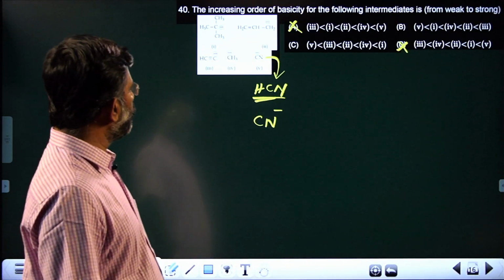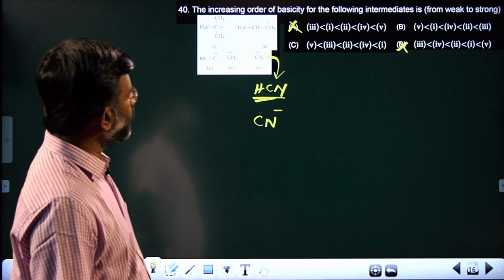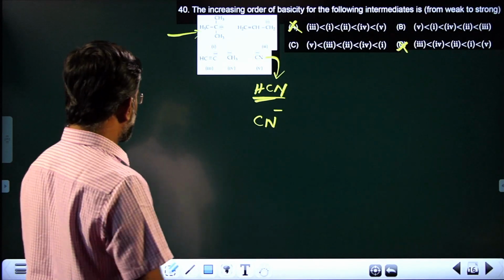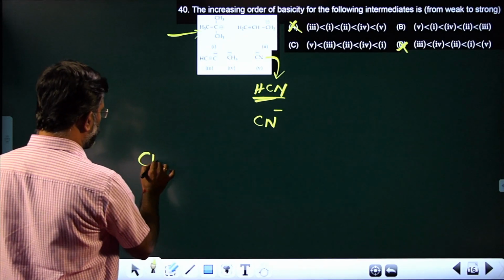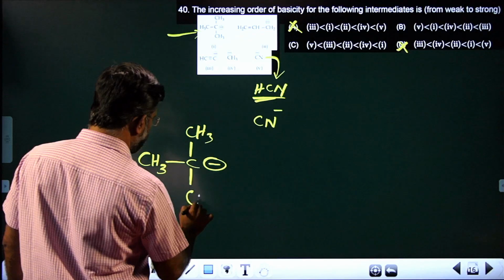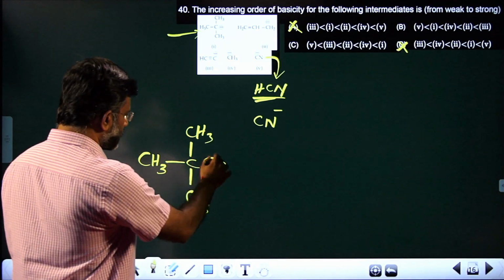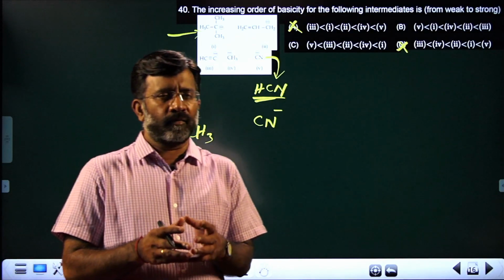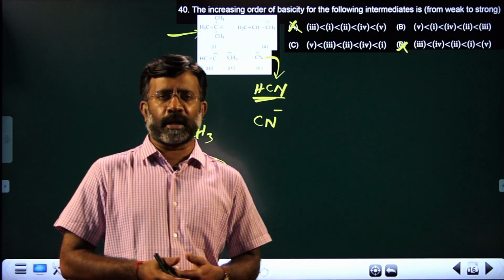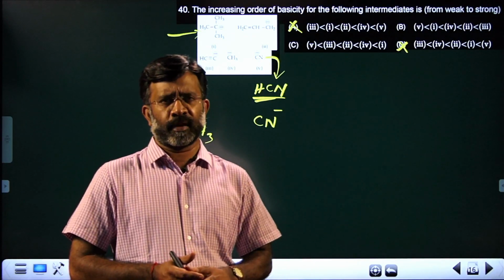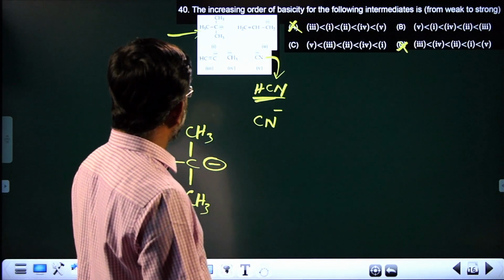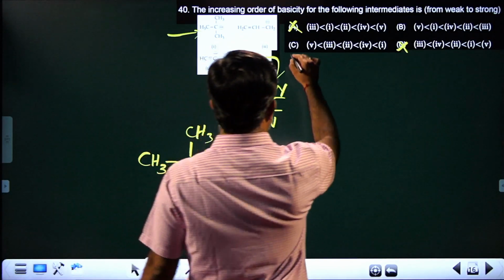Now which will be maximum? No doubt, 1 will be maximum because it is a tertiary carbanion, due to the inductive effect: CH3, C minus, CH3, CH3. So this minus character will be maximum. It comes from isobutane, a hydrocarbon that is weakly acidic, and weakly acidic means the conjugate part is a strong base. So minimum must be 5 and maximum must be 1, and your answer is option C.